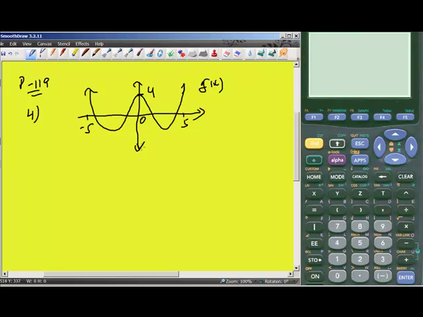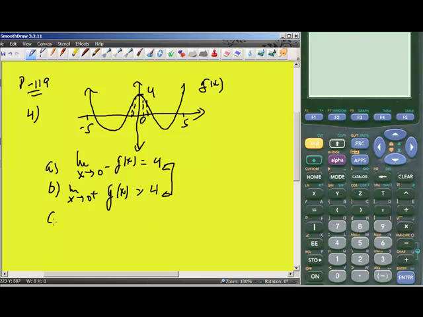Let's see what they ask us. In part A, they want us to find the limit as x goes to 0 from the left-hand side of g of x. So I'm coming from the left, and the value of the function is getting closer to 4. B, limit as x goes to 0 from the right-hand side of g of x. When I come from the right, again, the value of the function is going to 4. Oh, they match up this time. If they match up, that means in part C, the limit as x goes to 0 of g of x is equal to 4. They have to match up for this to be true. And then in D, they want us to find g of 0, and g of 0 is 4.